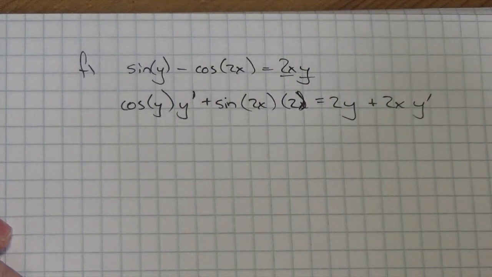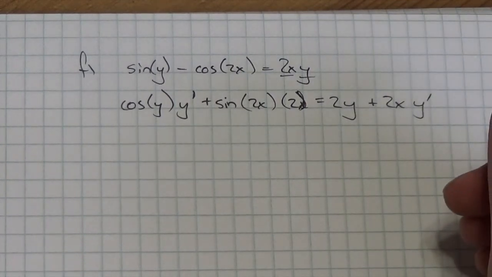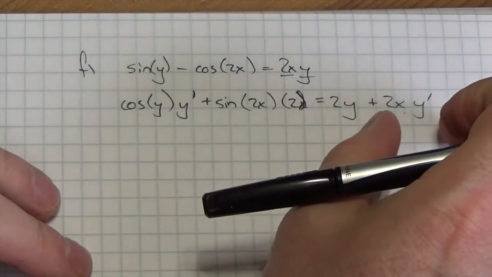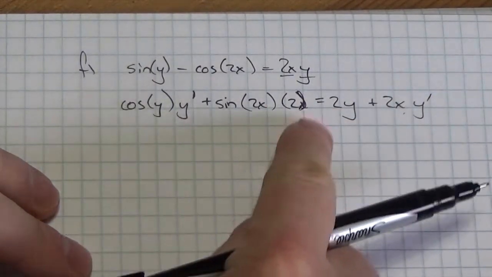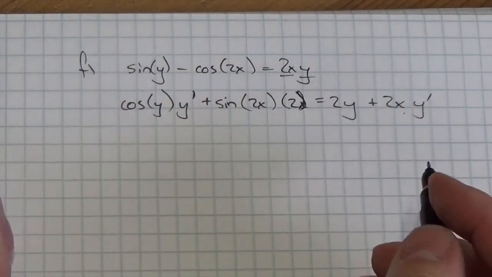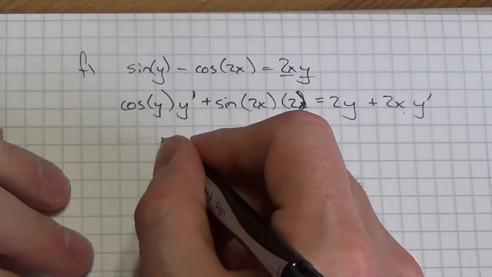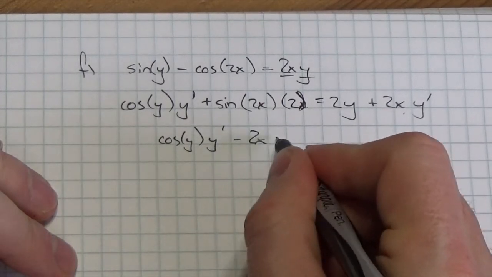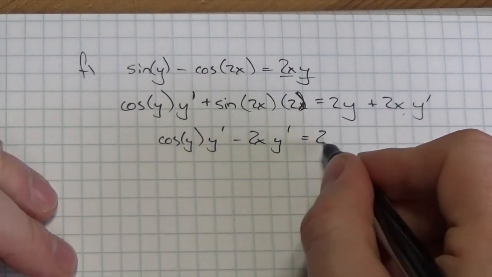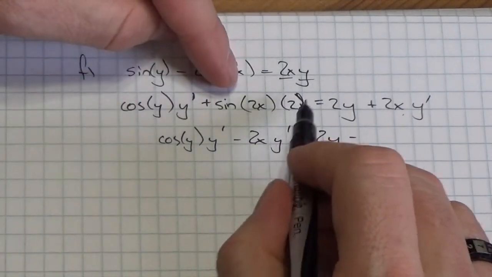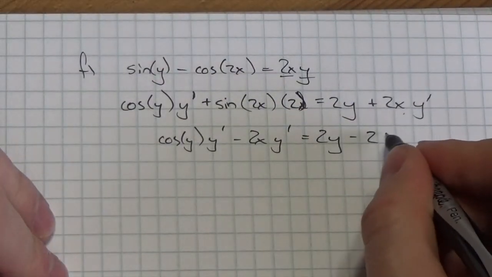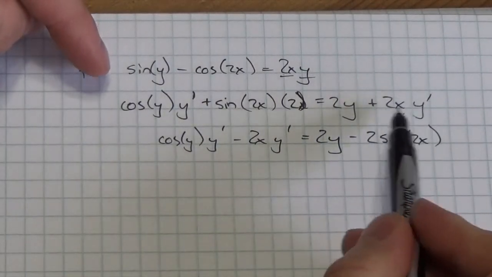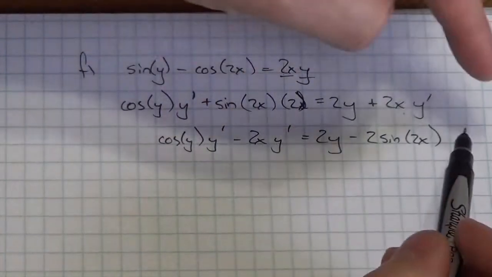Okay. Now, what I want to do here is get the terms that have the y prime in them together. So I'm going to bring this term over here, and then I'll move the term that doesn't have the y prime in it over. So I'm going to get for myself here the cosine of y times y prime, minus 2x times y prime, will equal 2y minus, and I'm just going to bring that coefficient of 2 up front, 2 sine of 2x. Okay, so I just brought this term over and then brought this term over.